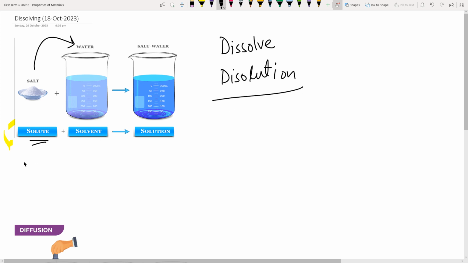So what is a solute? Solute is always lesser in quantity, and solvent is always greater in quantity, right? And solution is the mix of both.